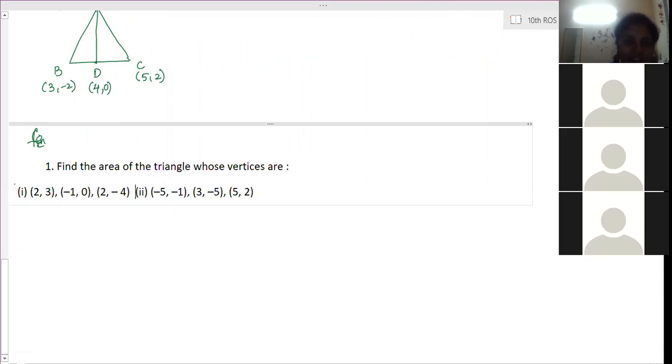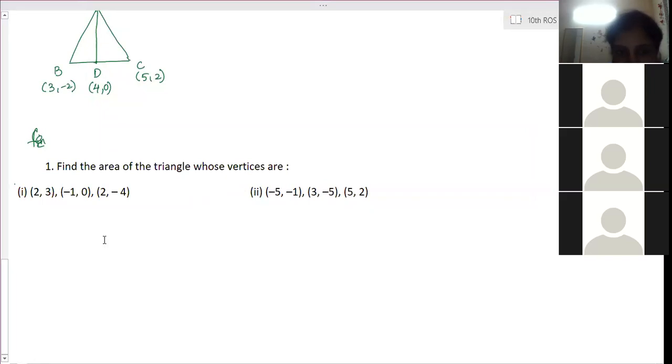Find the area of the triangles. NCERT question, please. Find out the area of the first triangle.